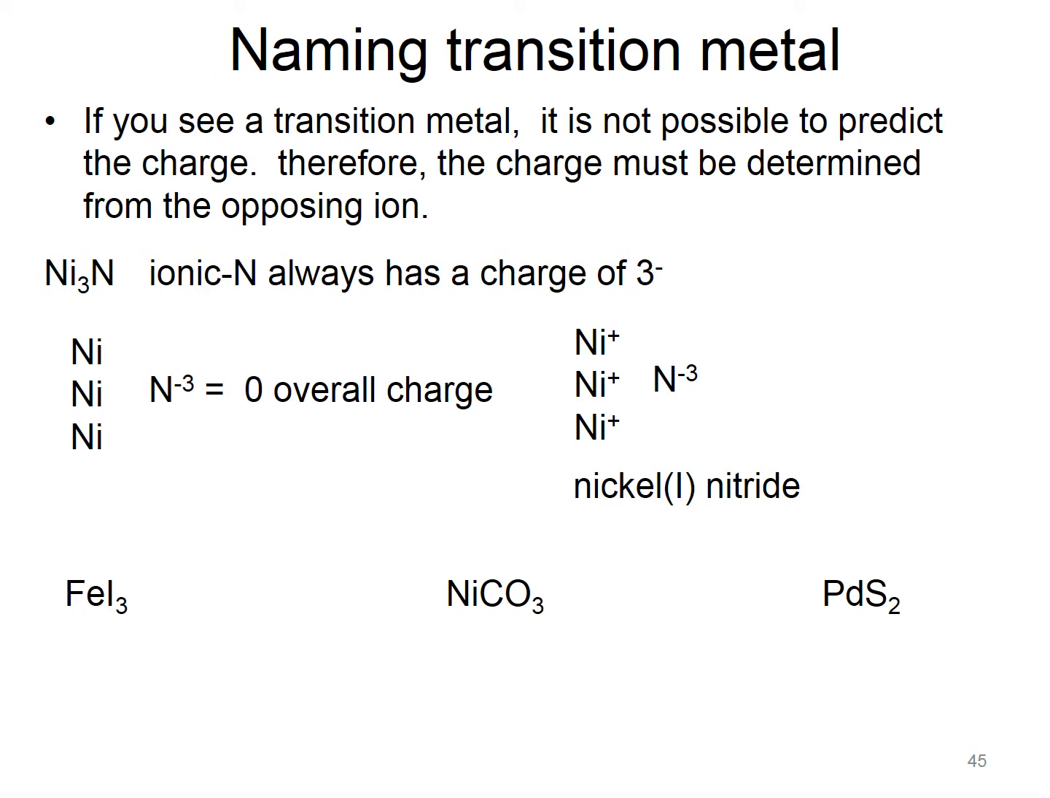And the big problem is that we have no idea what that metal charge is looking at the formula. So we have to work backwards. We know that nitrogen always has a charge of -3. And based on the formula, we know that there are 3 nickels balanced against it. And since in salts we always have to have a 0 overall charge, that tells us that each nickel must be +1. And if each nickel is +1, that means the name has to be nickel 1 nitride.